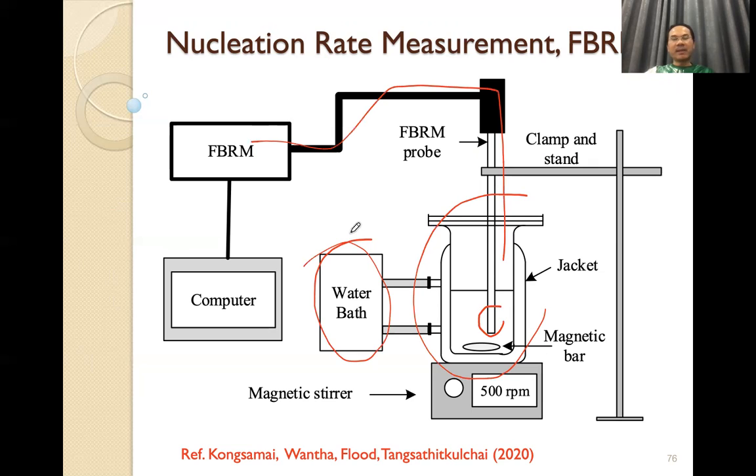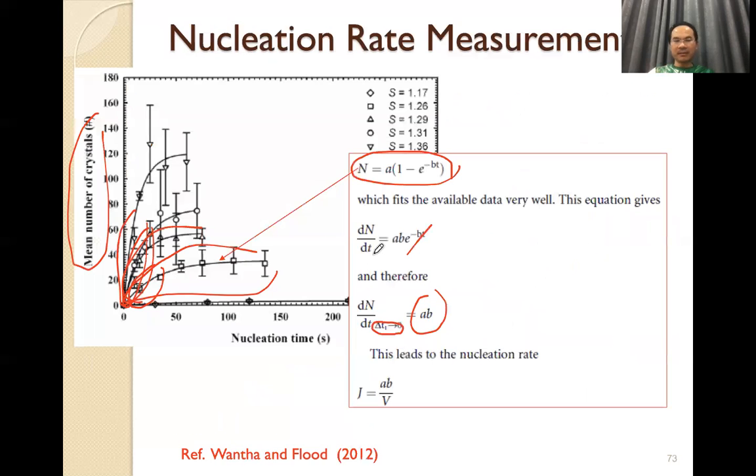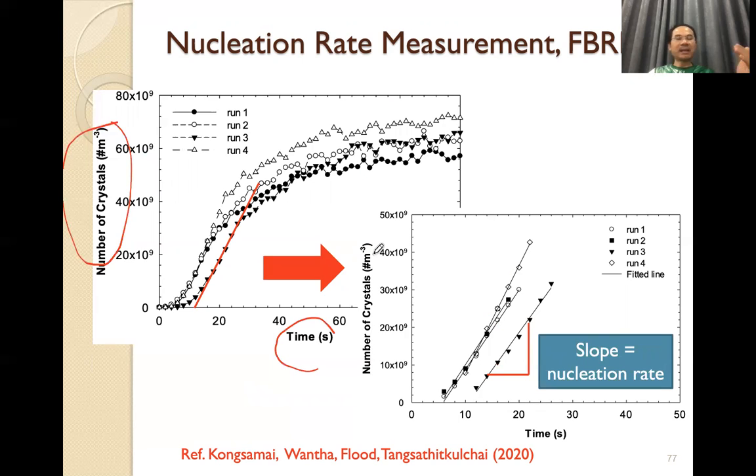Okay. The FBRM probe counts the number of crystals with respect to time. For example, we plot the time and the number of crystals. For this case, the number of crystals is already plotted in terms of per volume. Okay. We have plotted like this. That means the nucleation rate is calculated from the initial state, like this technique. We form the initial state at delta t approaching 0. This means the nucleation at the initial state.